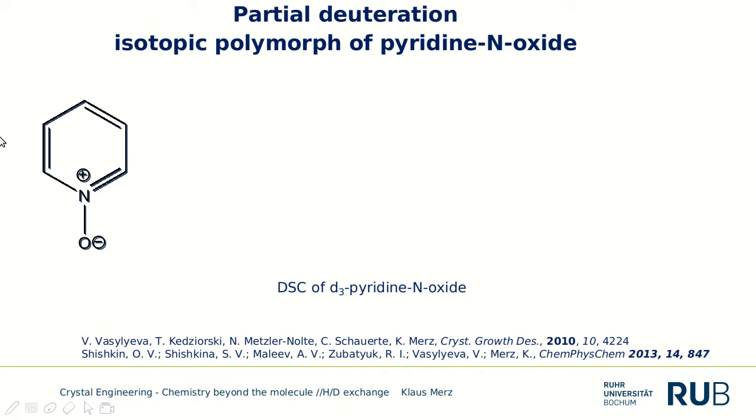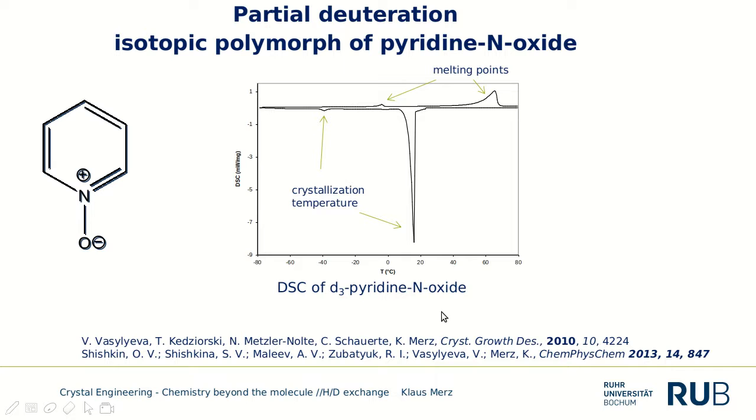Okay, next example. Sometimes it is enough to substitute some hydrogen, not all, by deuterium to get a new crystal structure. This is pyridine N-oxide. And if you look at the DSC, the melting and crystallization behavior of pyridine N-oxide, in the case of partially deuterated N-oxide you will see two melting points and two crystallization temperatures. Normally, you would expect only one melting point and one crystallization temperature. Well, in this case, you have two.